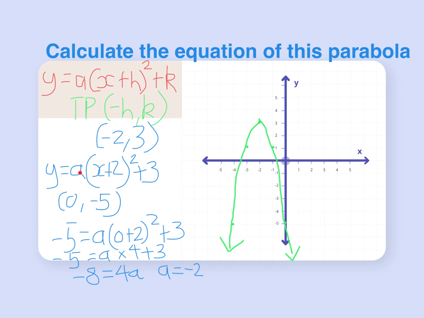So now I found a, and I already had h and k. Now I know the equation of this whole parabola. It is y equals negative 2(x plus 2) squared plus 3. This is the equation you'd start off with to end up with a graph like that.